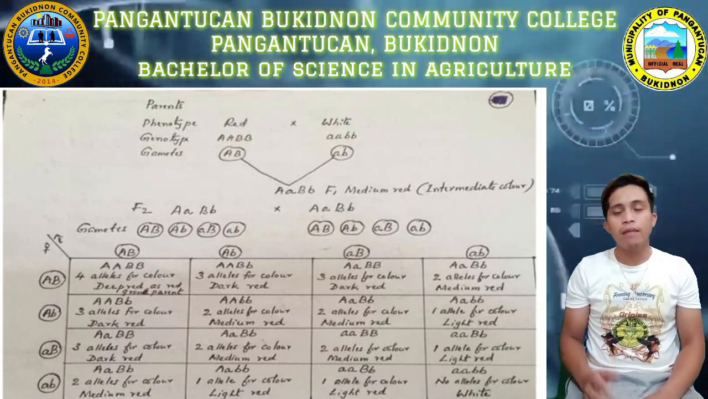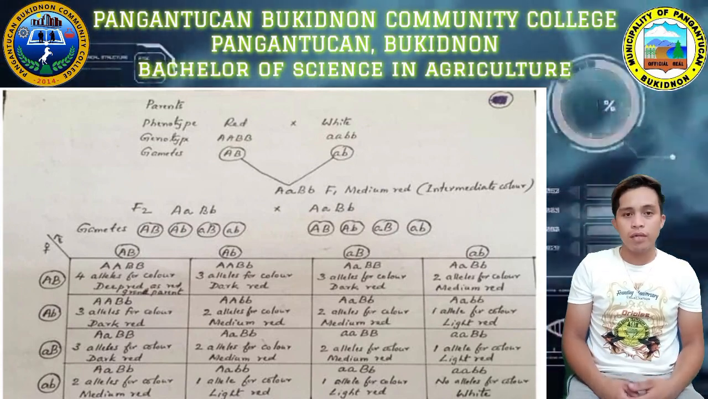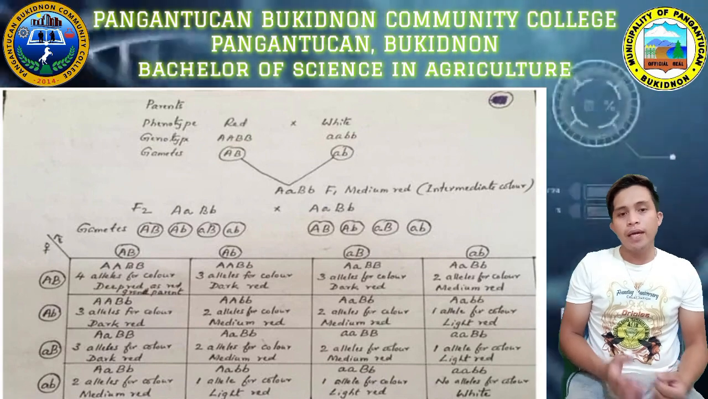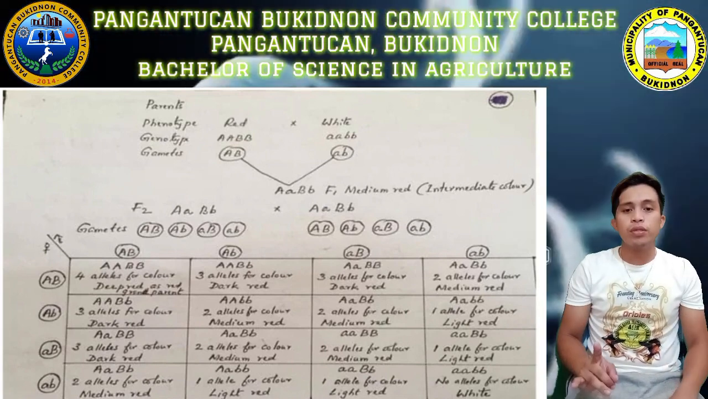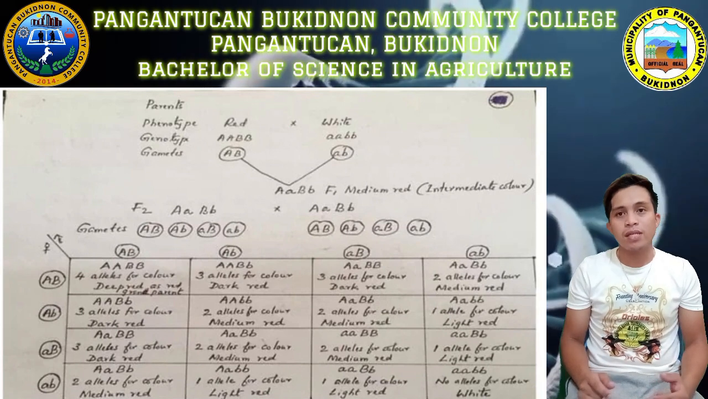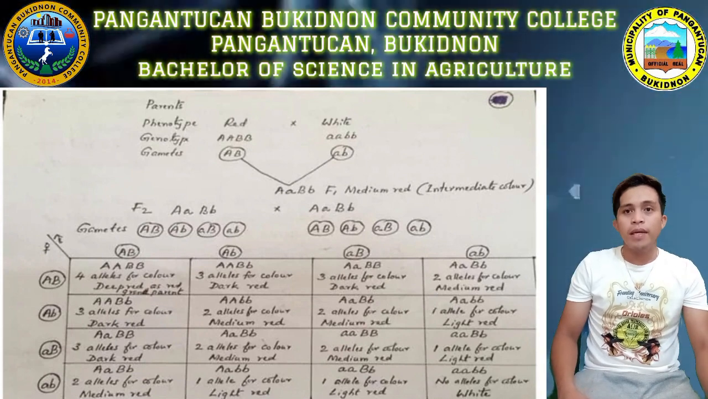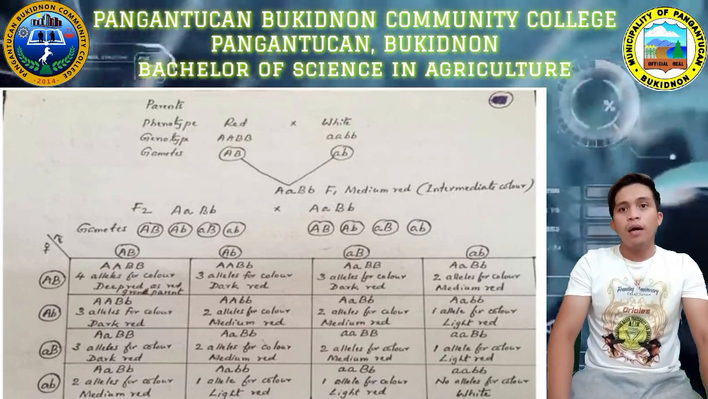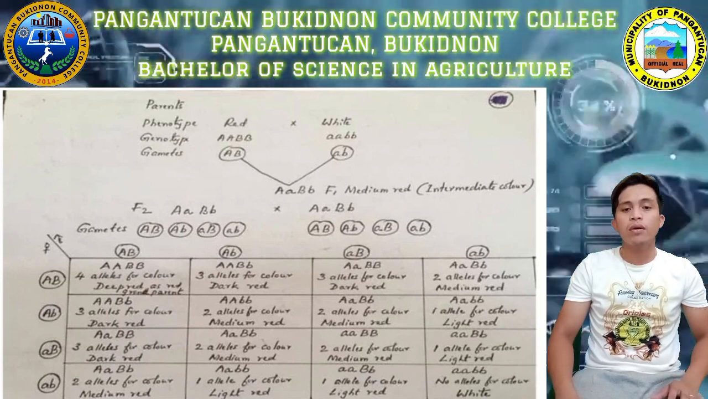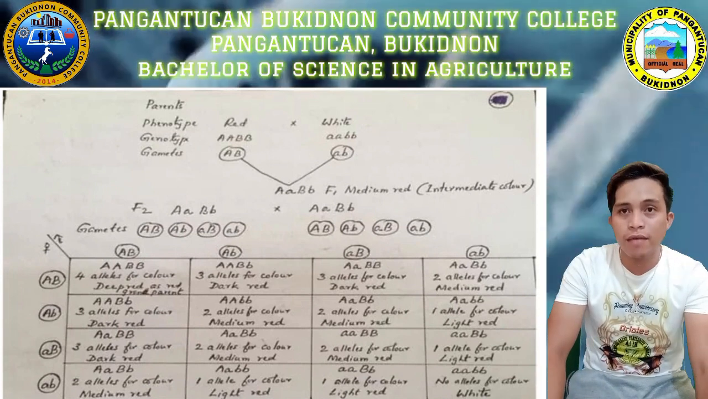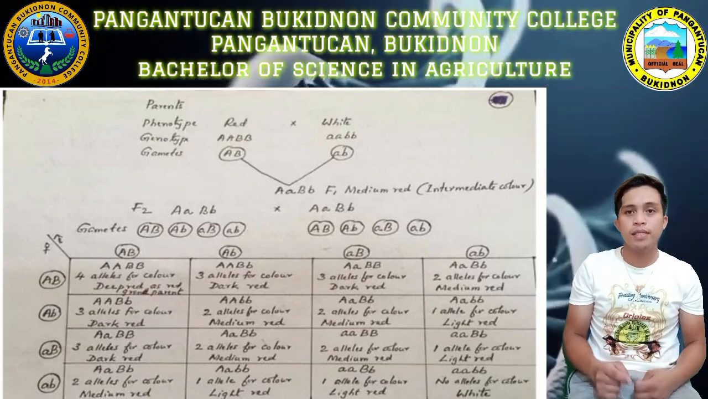The kernel will have only the medium red color, also known as the intermediate color. So the F1 hybrids with the heterozygous genotype produce only four types of gametes: homozygous AB, heterozygous AB, heterozygous recessive, and homozygous recessive. So that is what happens during gametogenesis.